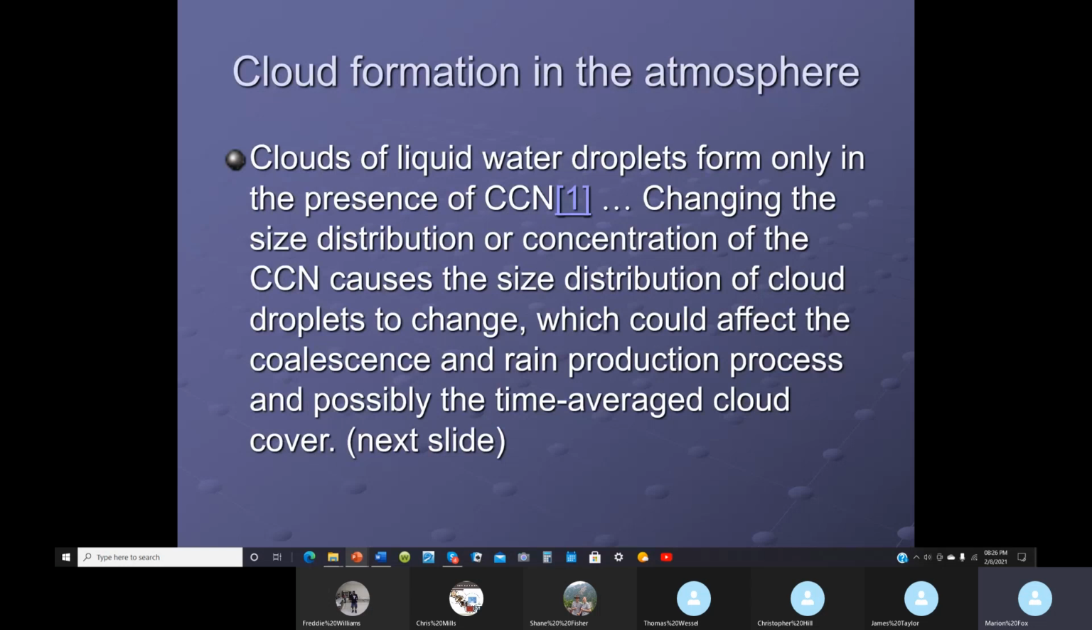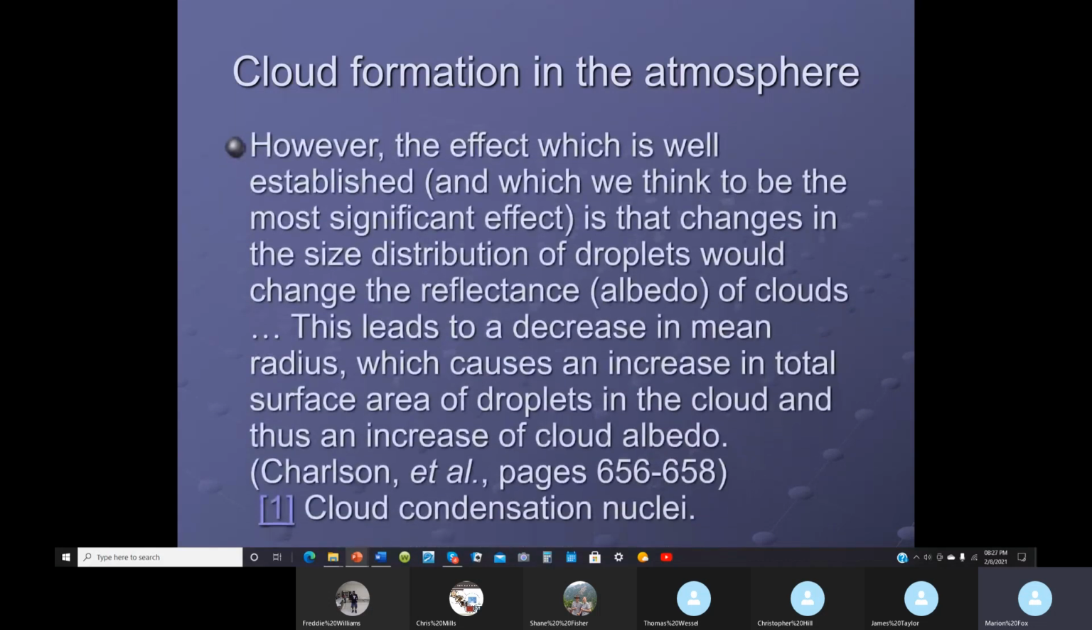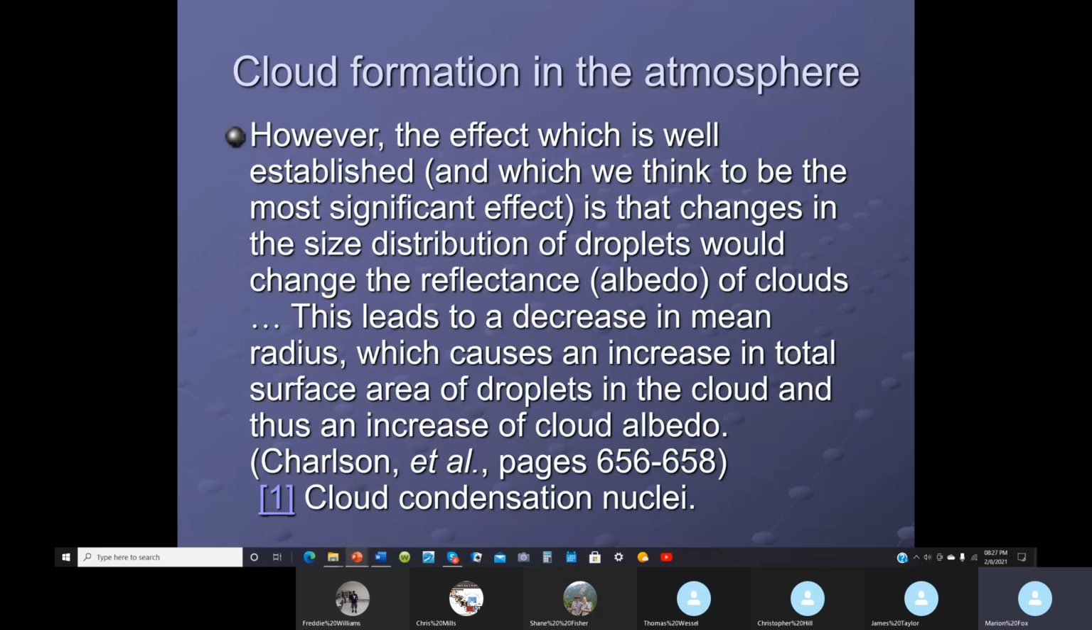Clouds of liquid water droplets form only in the presence of cloud condensation nuclei. Changing the size distribution or concentration of the cloud condensation nuclei causes the size distribution of cloud droplets to change, which could affect the coalescence and rain production process, possibly the time average cloud cover. This gets into some biology, but it's physics of it.